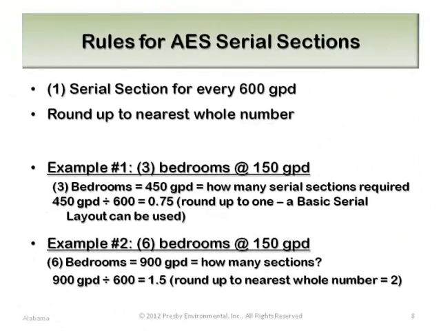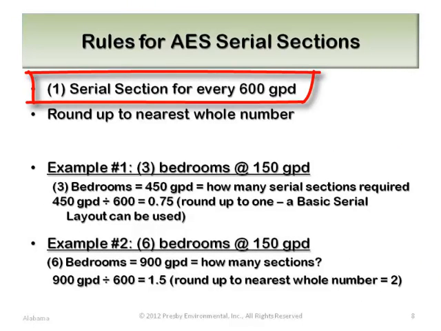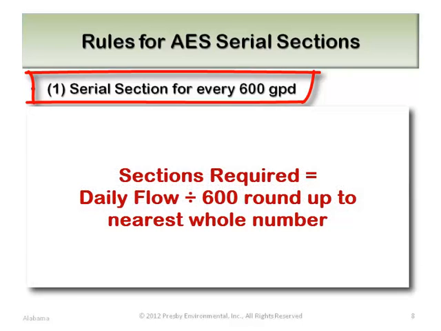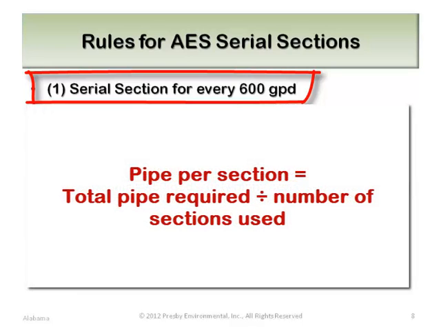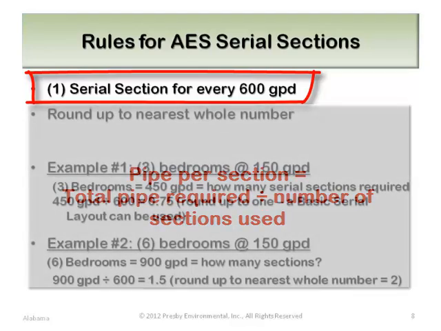Let's quickly review serial sections for a moment. If the daily design flow is 600 gallons per day or less, a single serial section can be used. We call these basic serial systems. When the daily design flow exceeds 600 gallons per day, the flow must be divided to more than one area of the field. The amount of pipe in each of these sections is determined by dividing the total amount of pipe required by the number of sections being used.